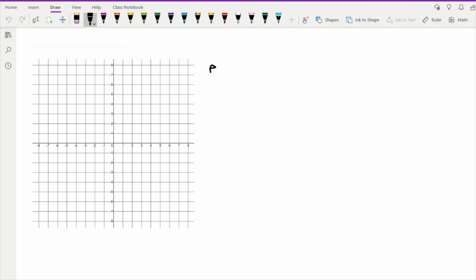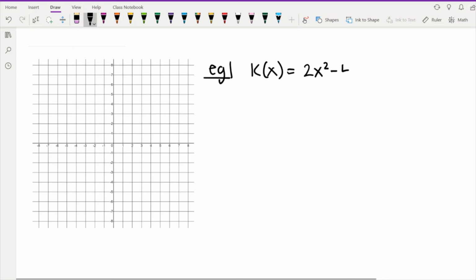Okay, one last example. So let's do the function now. So this is going to be 2x squared minus 4x plus 2. So we can start by finding the y-intercept.